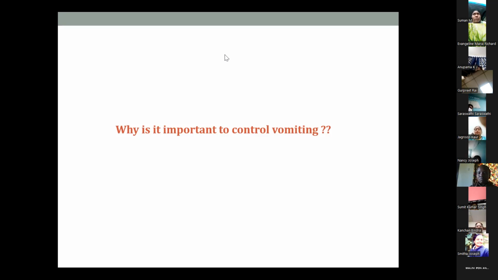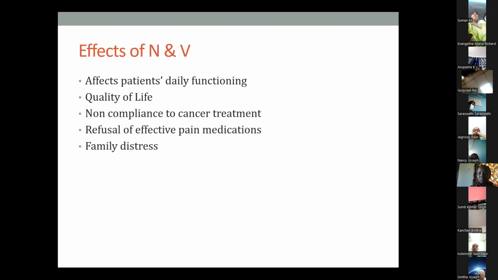So this is going to affect the compliance of your patient, right? And he might also probably refuse further definitive treatment. He might say no more chemotherapy for me, isn't it? So these are many reasons why it is very important to control these symptoms, because it also affects the patient's daily functioning. It's very uncomfortable. It can affect his quality of life, and it may cause non-compliance to cancer treatment, may cause refusal of effective pain medications, and also cause distress not just to the patient but also his family.